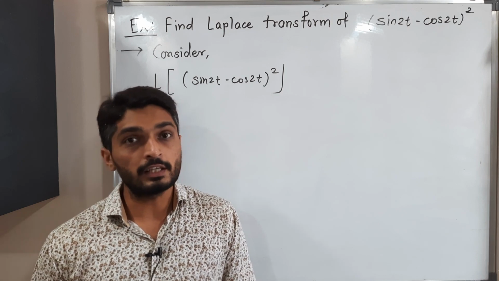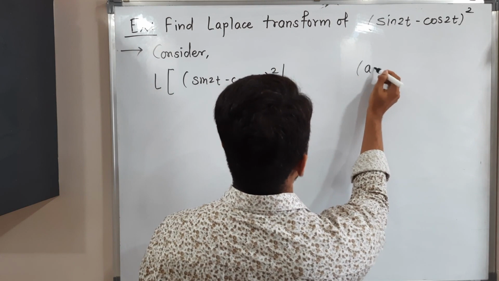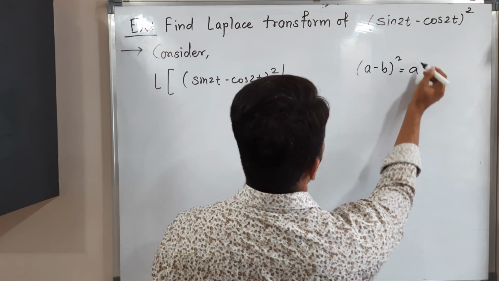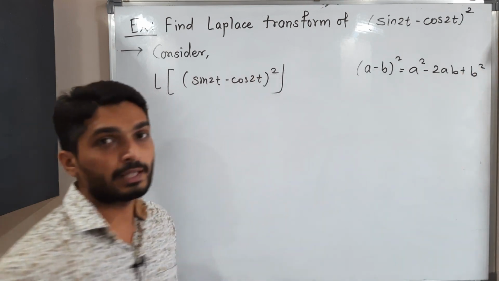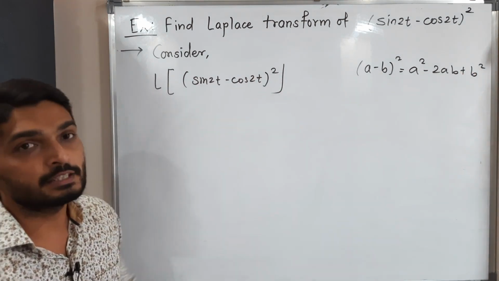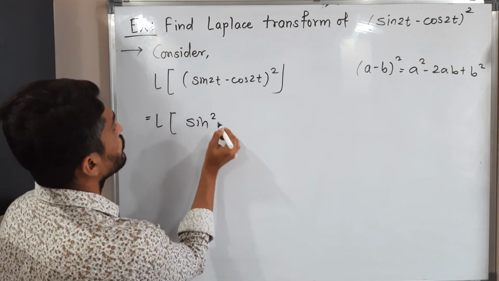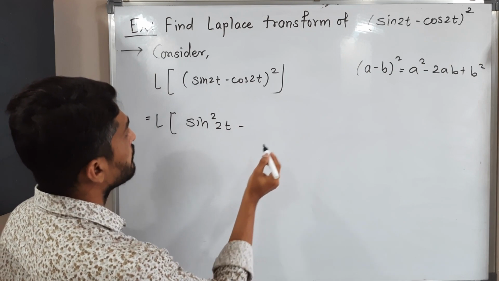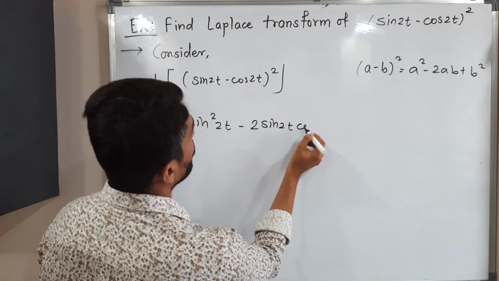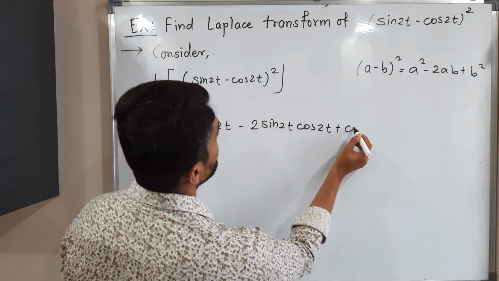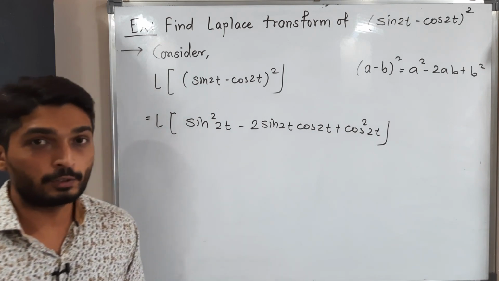I will do the same thing. Here we have a bracket square, so I am going to use the formula for (a minus b) whole square, which is a square minus 2ab plus b square. I am going to apply that formula here. a is sine 2t and b is cos 2t. So this is equal to Laplace of sine square 2t minus 2ab, that means 2 sine 2t cos 2t, plus cos square 2t.